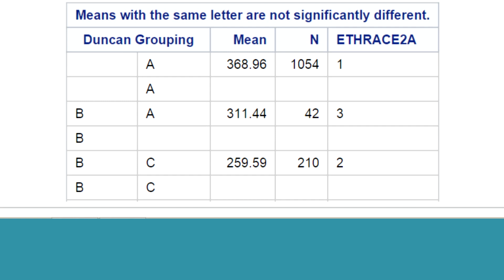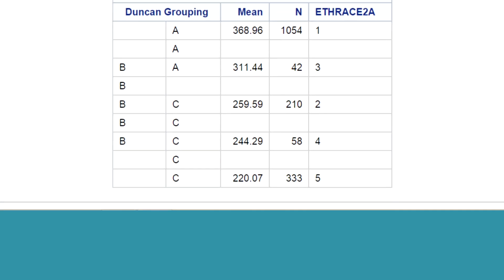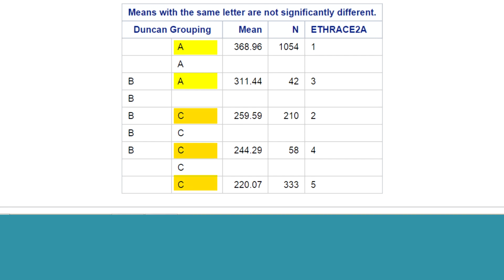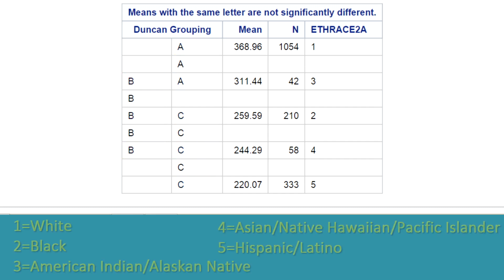Basically, means with the same capital letter next to them are not significantly different. So you can see that ethnic group 1 and 3 are not significantly different because they both have A's. Groups 2, 4, and 5 are not significantly different because each has a C. Groups 3, 2, and 4, again, are not significantly different from one another, each with a B next to the group number. So where are the significant differences?